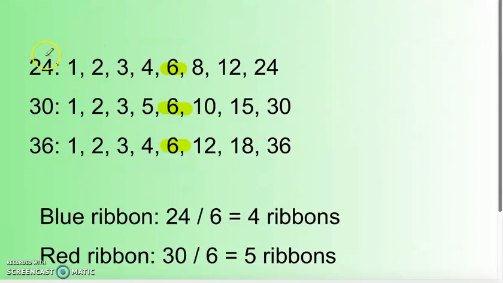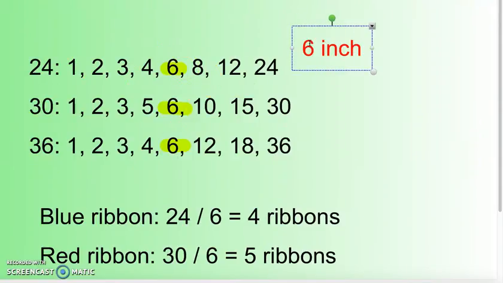And so I'm going to start listing. Here are all the factors of 24. Here are the factors of 30. And here are the factors of 36. And if you notice, if I start at the end and I work my way back, they all share 6. And they share more factors, but 6 is the greatest one that they share. And so I know that my ribbons, no matter what, are going to be cut into 6 inches. Whether they're blue, gold, or red, I'm going to cut them all into 6 inches.